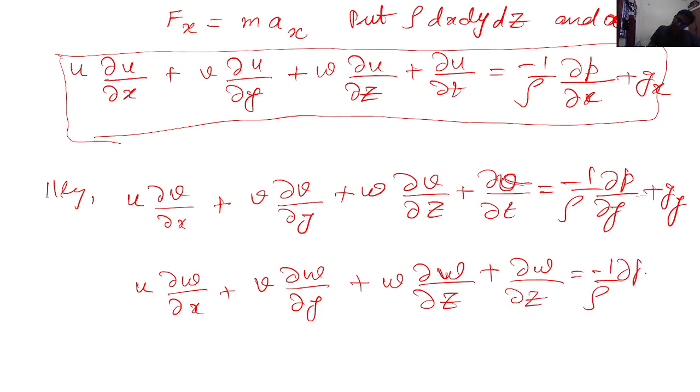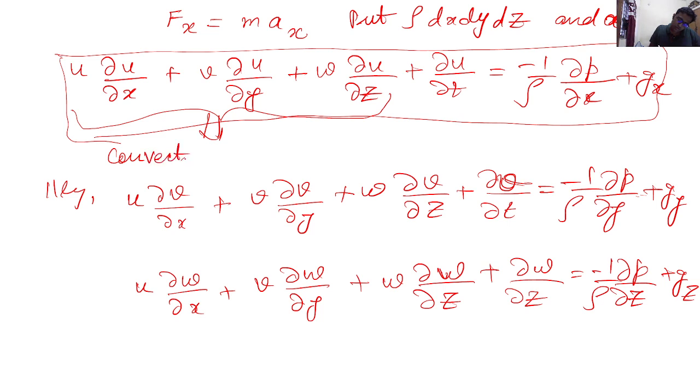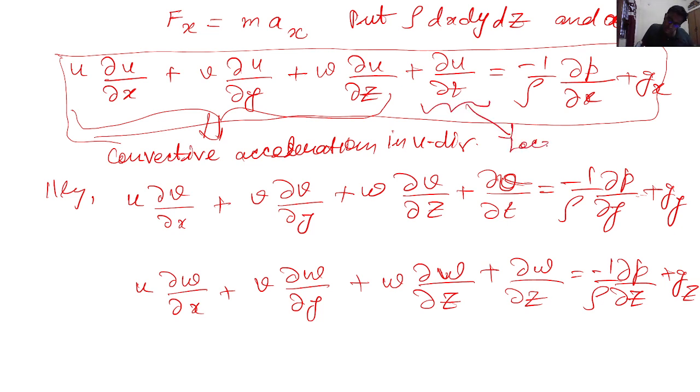Is equal to minus del p by del z, because we are finding it for the z direction, plus g of z, that is the body force in the z direction. Something very interesting and important in this is that the first three expressions on the left hand side are known as convective acceleration in u direction, and this term del u by del t is known as the local acceleration.